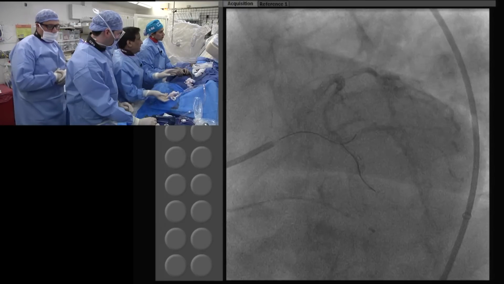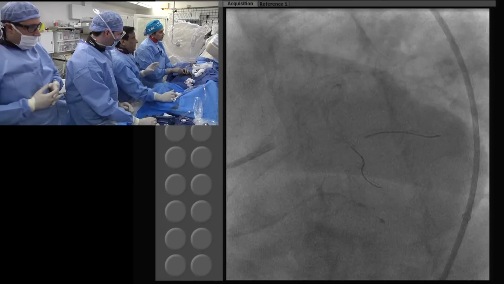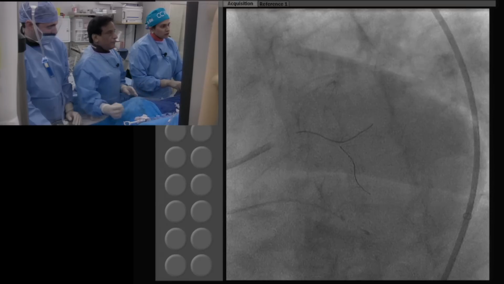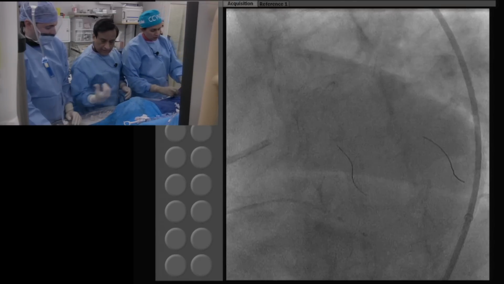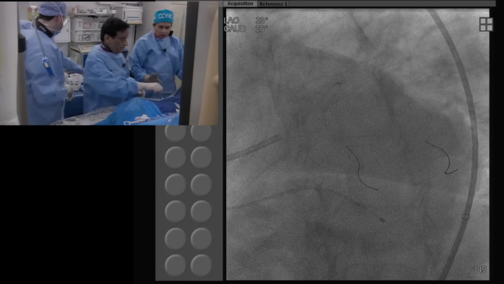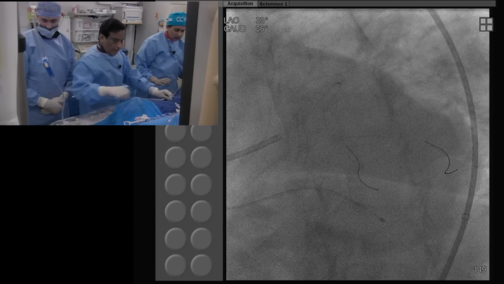Yes, Samin, in that case I would have put a small sheath in the femoral artery if you're going through the radial, or we are going through the femoral to the other side, contralateral side, through a balloon. We didn't go earlier.